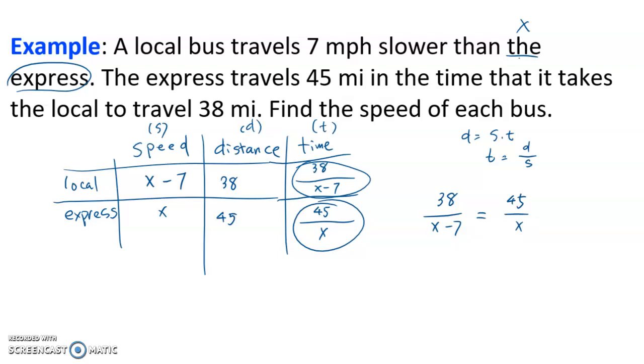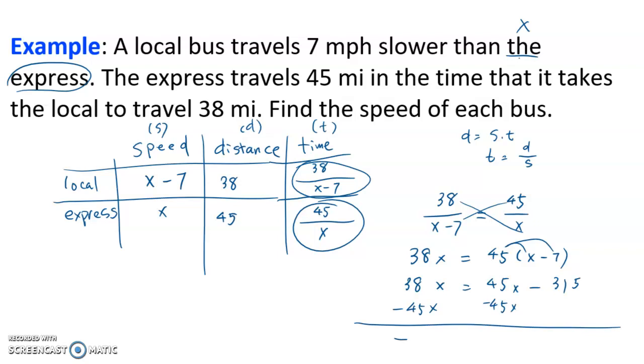Okay, so this is in the form of a over b equals c over d. We can cross multiply. We can say 38 times x this way is equal to, multiply this way, right? 45 times x minus 7. So keep solving this equation. Distribute: 45x minus 45 times 7, that is 315. Let me subtract 45x on both sides.